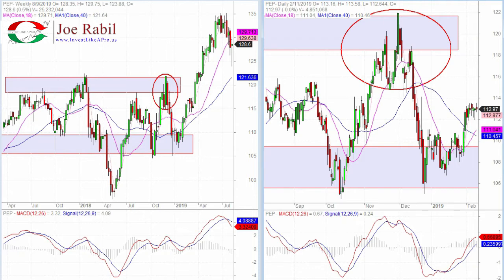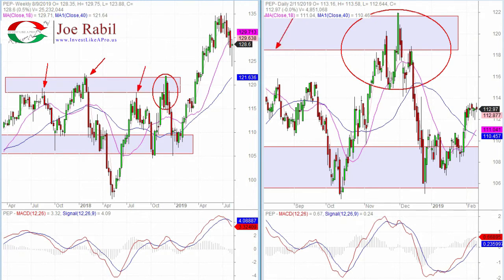So I've got these boxes already set up. We can see this box here is the resistance zone for PepsiCo. This dates back to the 2018 to early 2019 area. And we can see where price was turned down once here, and then again we turned down at this level, and then we turned down again at this level.